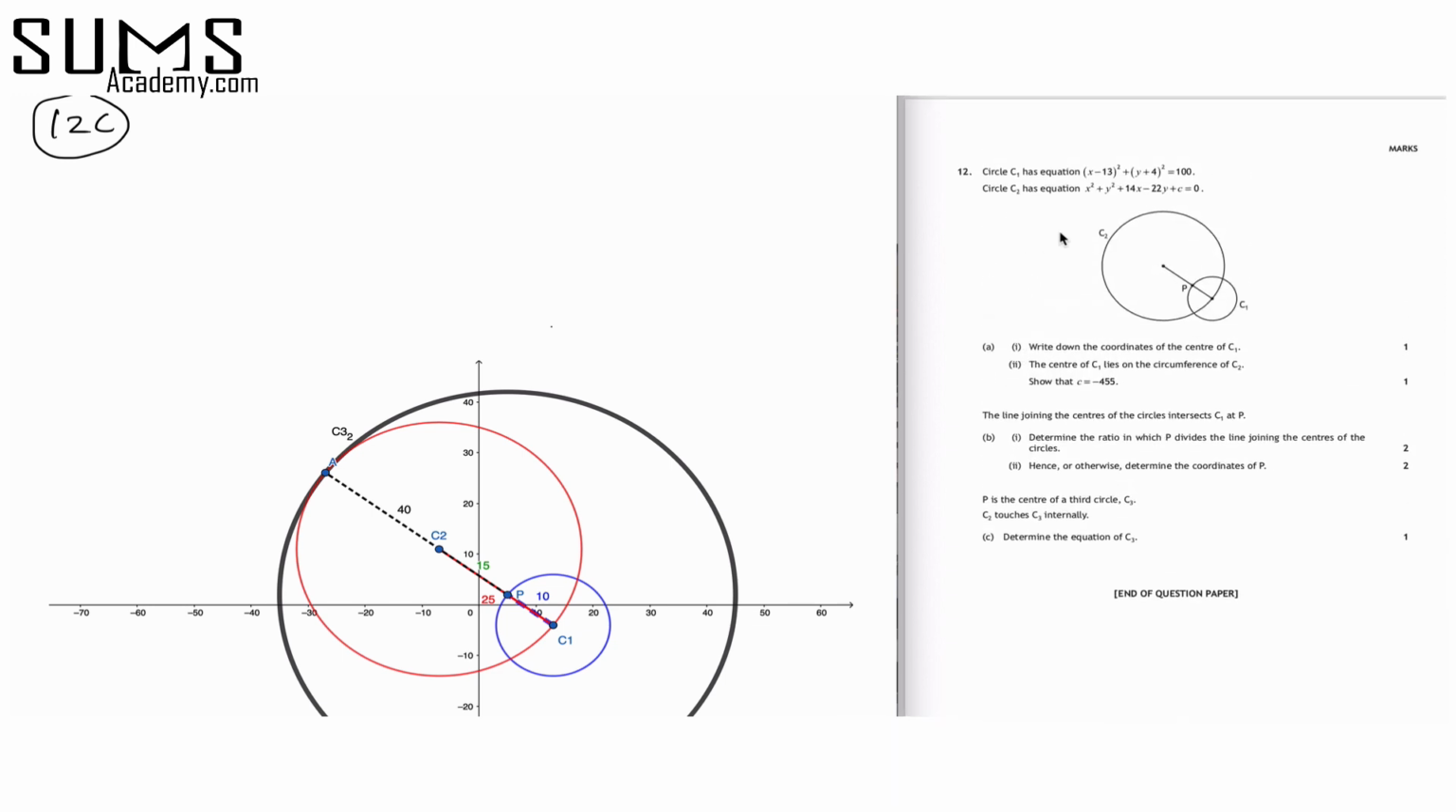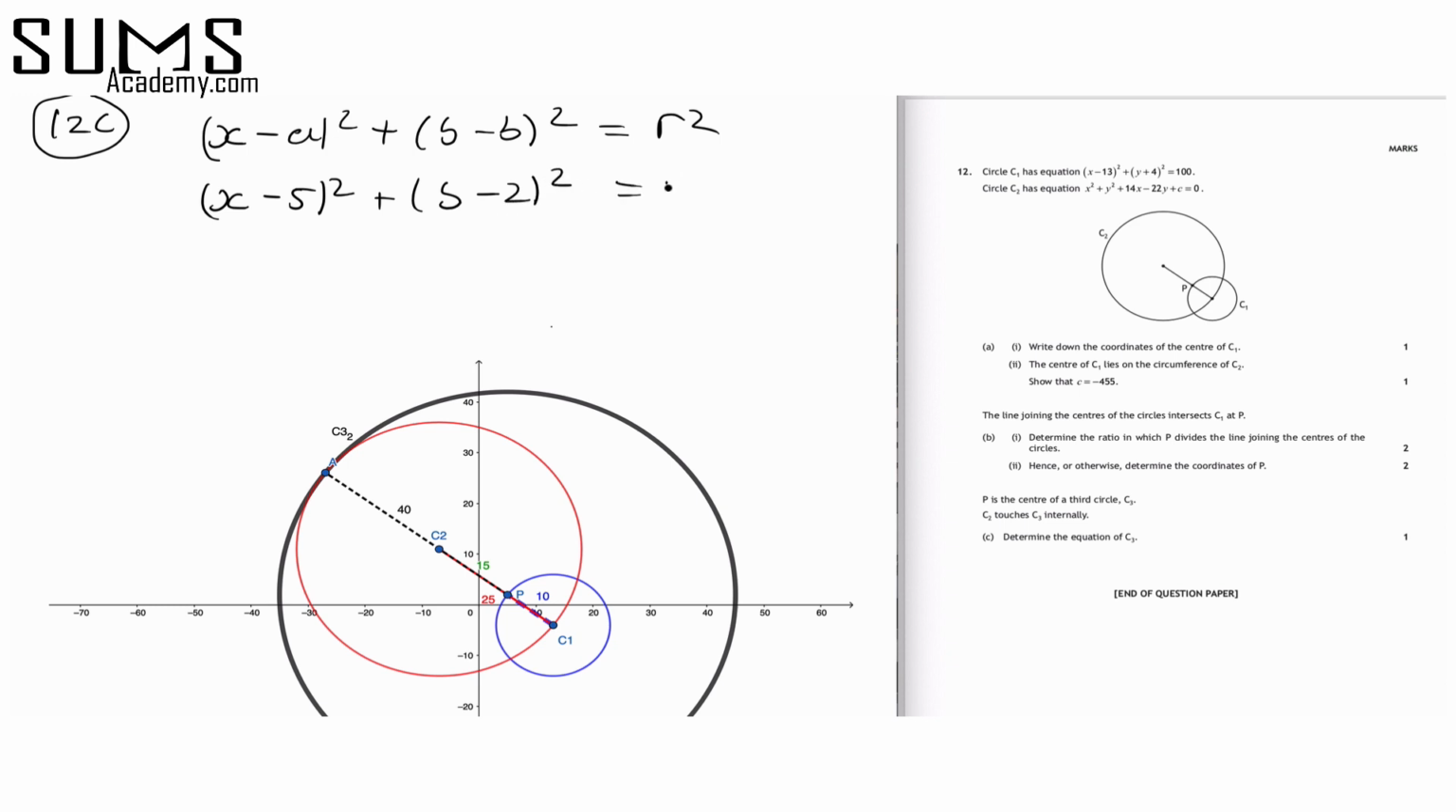so how do you work out the equation of the circle? Well, you'll have your x minus a squared plus y minus b squared equals r squared. Okay, we already have our points for P. We worked that out in the previous question. So we already have x minus 5 squared plus y minus 2 squared. So all we need is the radius.